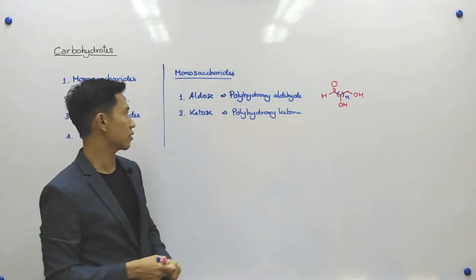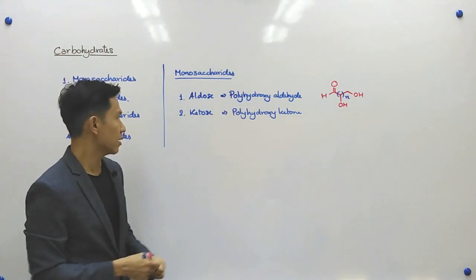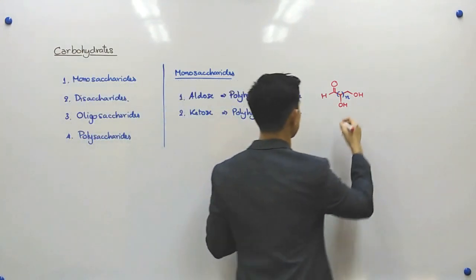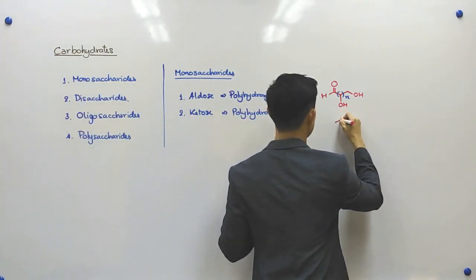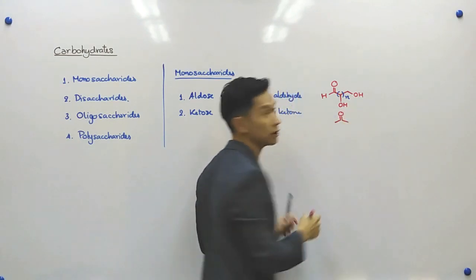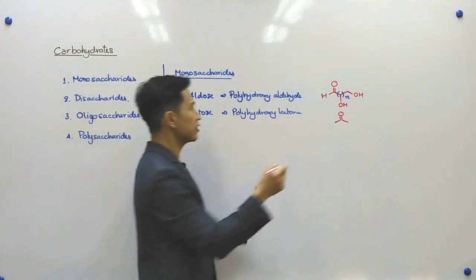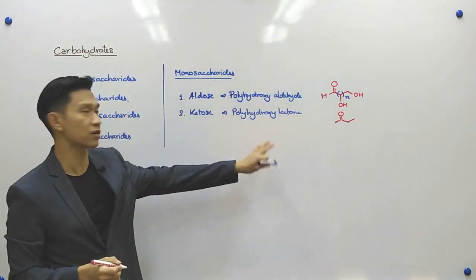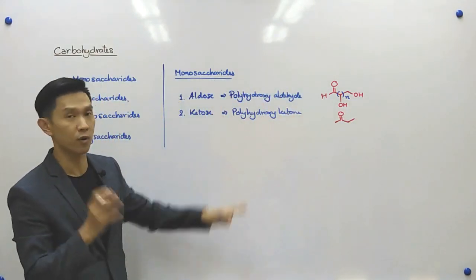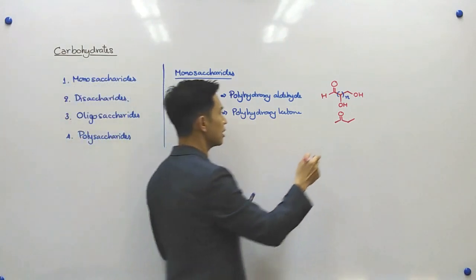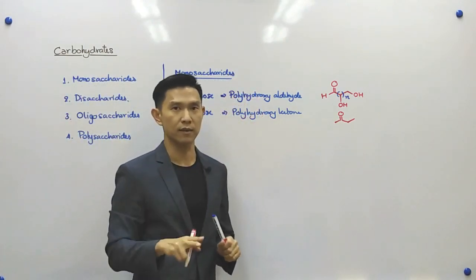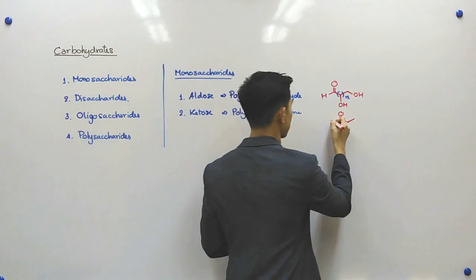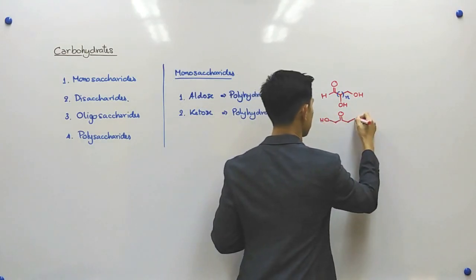Then we have ketose, or polyhydroxyketone. The polyhydroxyketone means we start from the ketone, the carbonyl group, and we have several carbons in the molecule like this. For example, this is a tetrose sugar, where we have 4 carbon atoms in the molecule. So we have the second carbon with a carbonyl group, and the other carbon atoms contain OH.